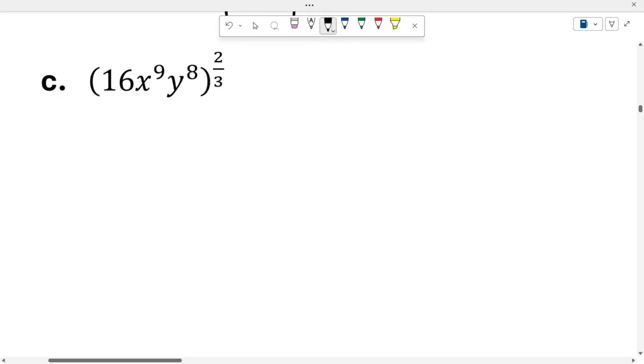3C. So for 3C, again, we have one term. So 16x to the 9th, y to the 8th. It's kind of all mushed together. There's no addition or subtraction, and that's when I say it's one term. You can have like 20 factors, but if it's all one term, it's one term. So I have one term, all smushed together, and I'm raising that to the 2/3 power.